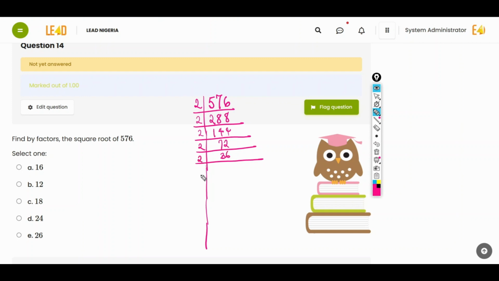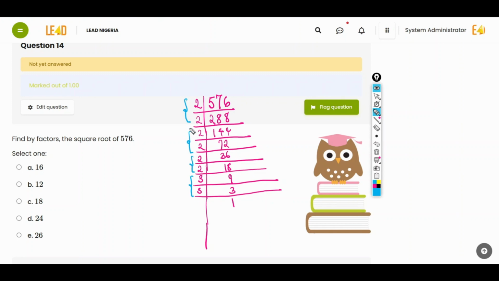We can still work with 2. This gives me 18. We can still work with 2. This gives me 9. Can still now work with 3. This gives me 3. And finally 3, this gives me 1. All right, so when we're dealing with square root, we pick them up in pairs. If it's a perfect square, then the factorization will be able to split into twos.